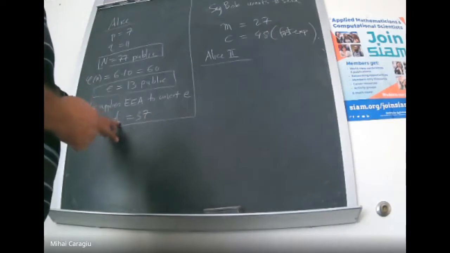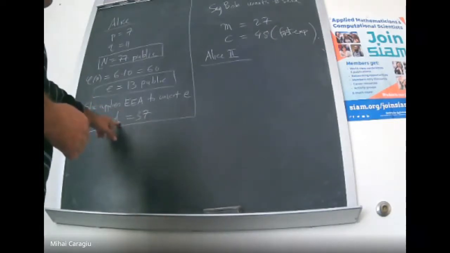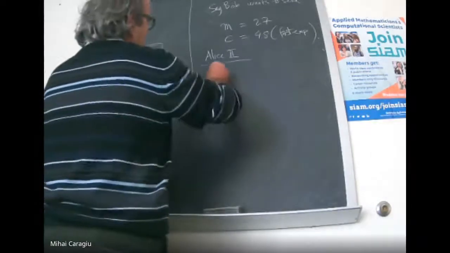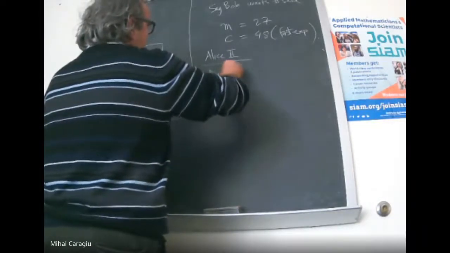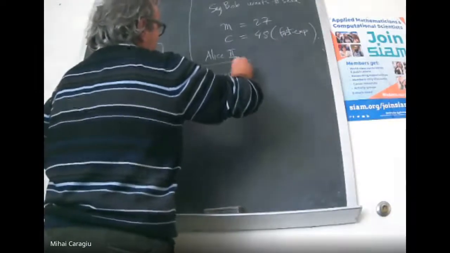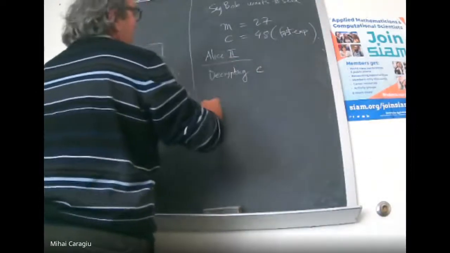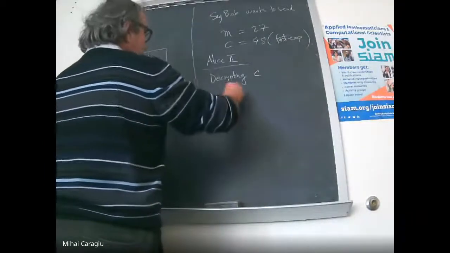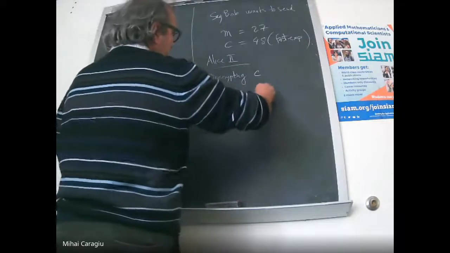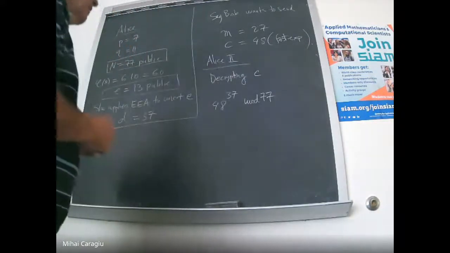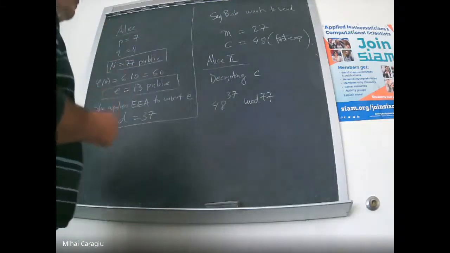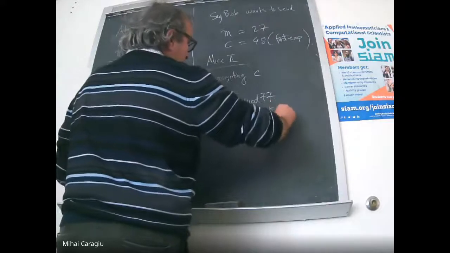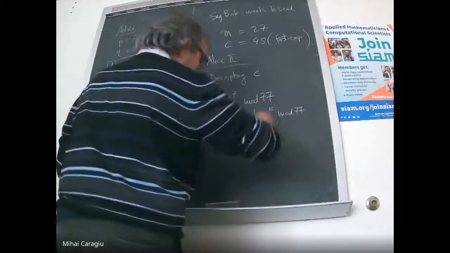To decrypt, she raises the ciphertext 48 to the power of her private decryption key. So 48, which is C, to the power 37 modulo 77. That's what she wants to calculate. Okay, so it's another fast exponentiation. Let's do a table: k versus 48 to the power k mod 77.